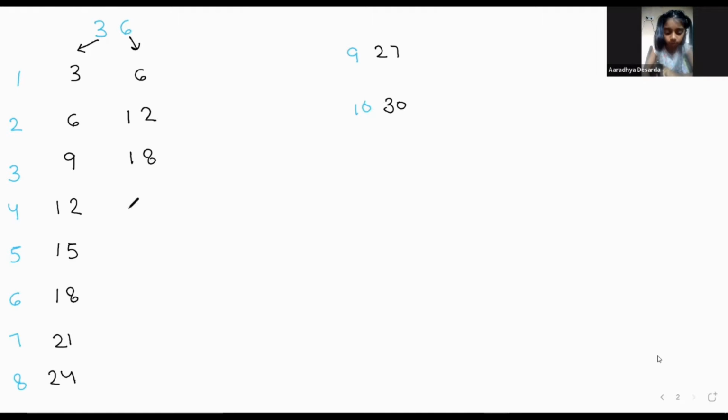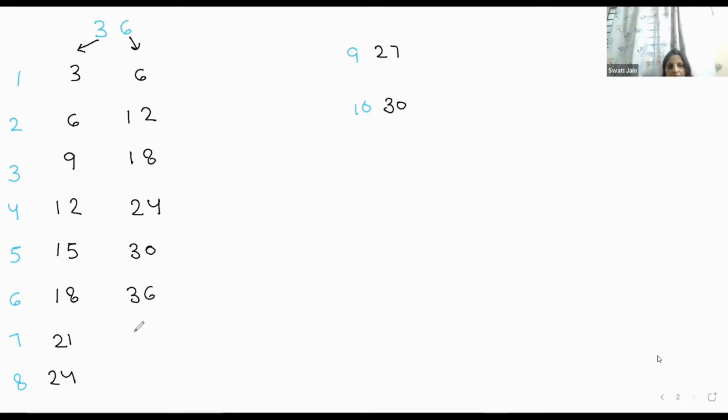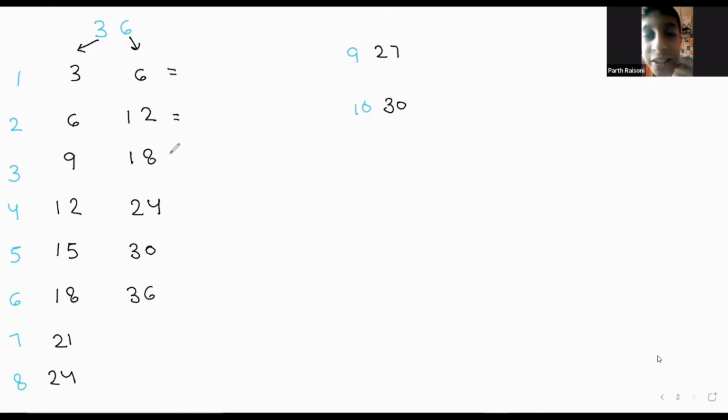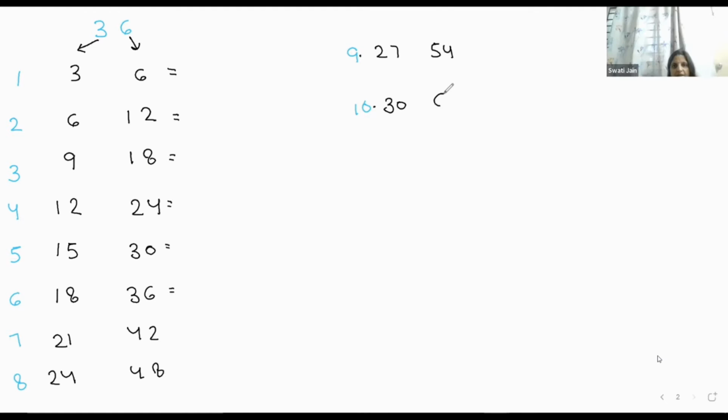6 fours are 24. 6 fives are 30. 6 sixes are 36. Okay. Table of 6. 6 sevens are 42. 6 eights are 48. 6 nines are 54. 6 tens are 60.